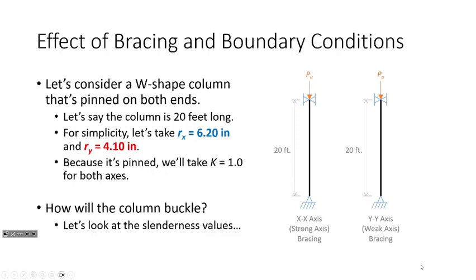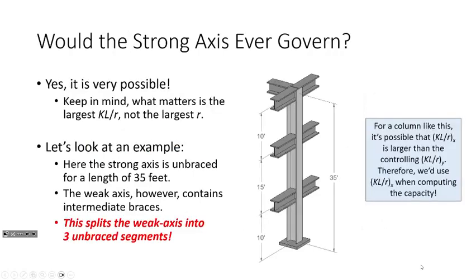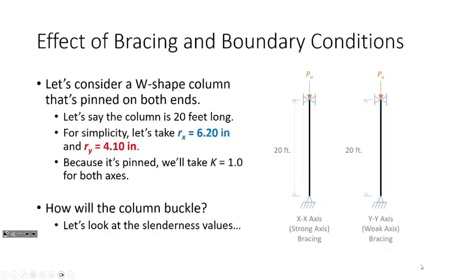They're pretty representative of what you find in the manual anyways. Now, the column is pinned across the board, so if I open up the commentary in the steel construction manual, I find that K is 1. Okay? So a question for you is, how is the column going to buckle? Well, let's take a look at the slenderness values. All right? So, let's actually do this together.